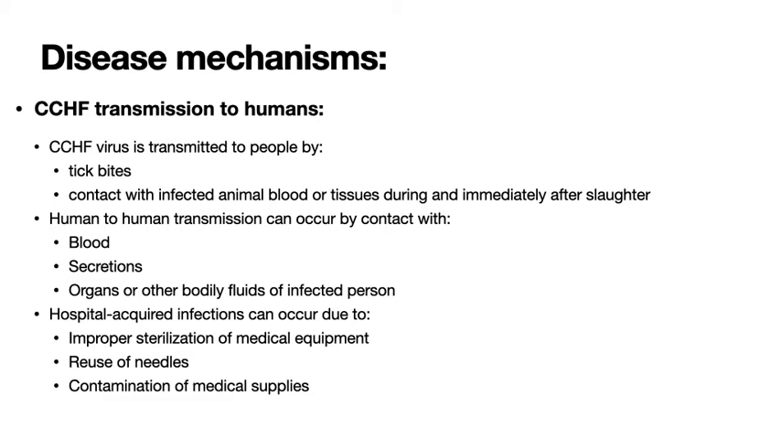I'm going to proceed to the disease mechanism of CCHF transmission to humans. CCHF virus is transmitted to people by tick bites, or contact with infected animal blood or tissue during and immediately after slaughter. There can also be human-to-human transmission, which can occur by contact with blood, secretions, organs or other bodily fluids of infected people. You can also see hospital-acquired infections of CCHF virus that occur due to improper sterilization of medical equipment, reuse of needles, and contamination of medical supplies.